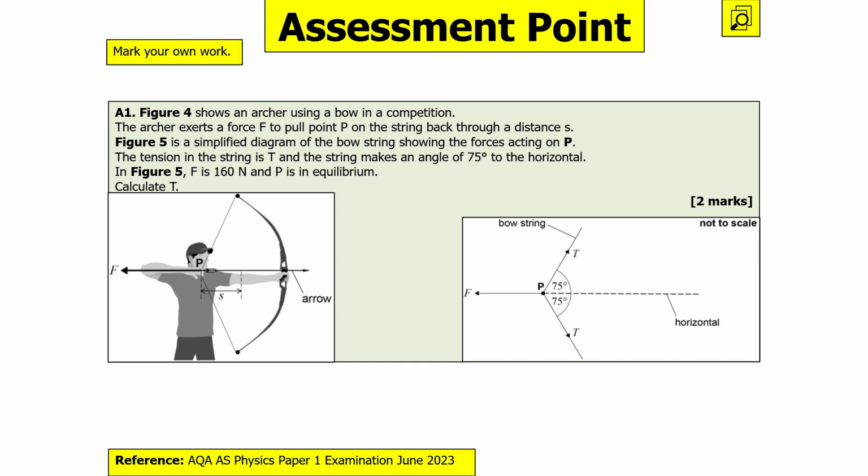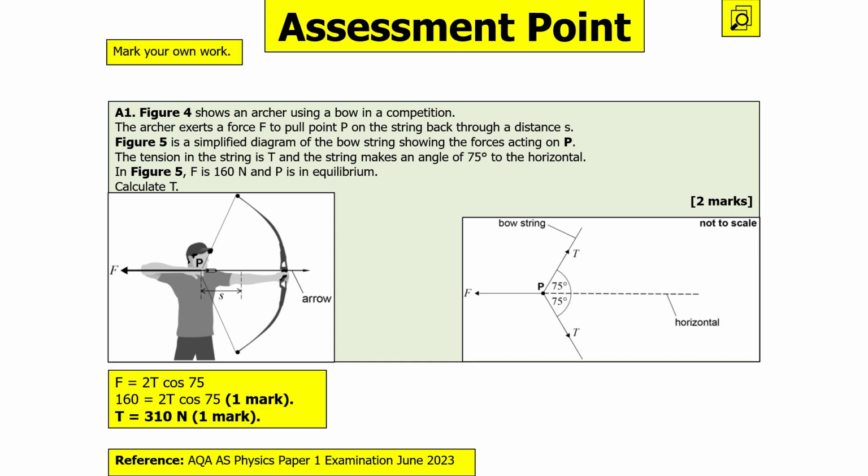Right, we know that if it's in equilibrium, F must equal 2 times T cos 75, because we can see on the right hand side there are two forces acting to cause that equilibrium, so it's 2T cos 75. Now we know that F is 160, so 160 is equal to 2T cos 75, so therefore T is equal to 310 newtons.